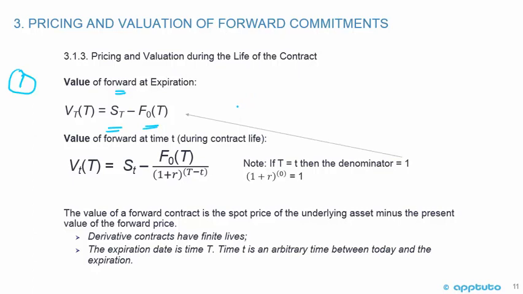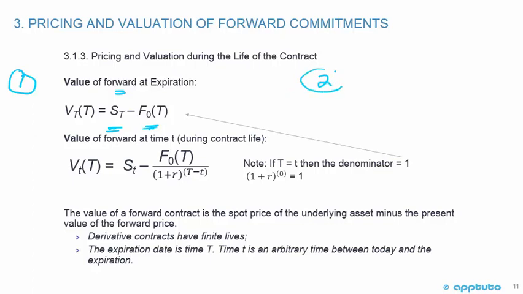You entered into an agreement to exchange an asset at a set price at a specific period of time in the future. When you get to that time in the future, the spot price may be different than that forward price that you agreed to. Therefore, you'll have a winner and a loser. So we understood that the value of a forward at expiration is pretty easy. It's the spot price at that time minus the forward price that you agreed to. So we did that, number 1.